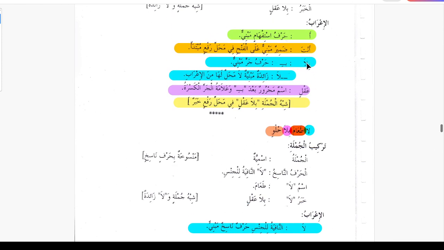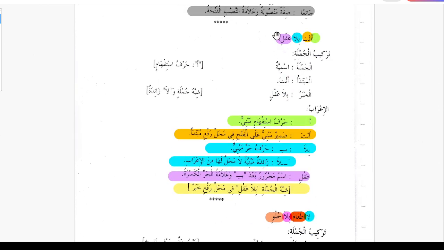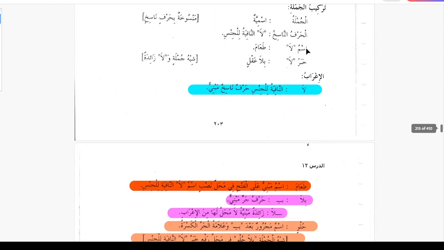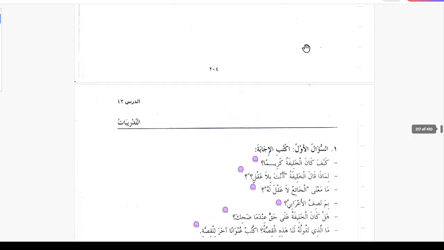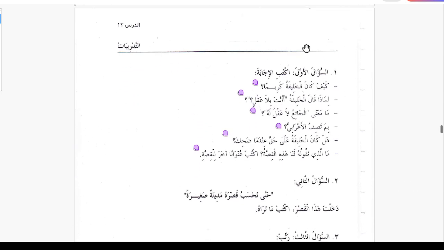So similarly the same bila that we studied here in this sentence. So I think that was all the i'rab. And now let's do some exercises.